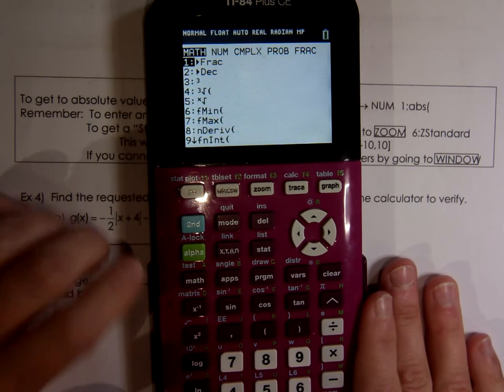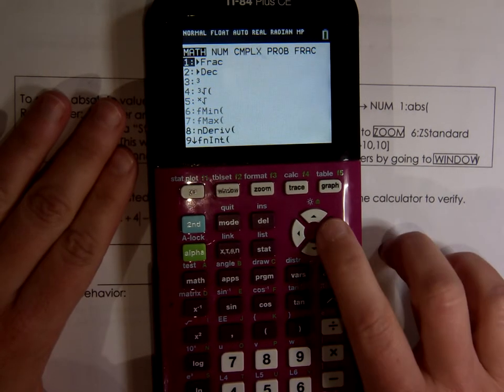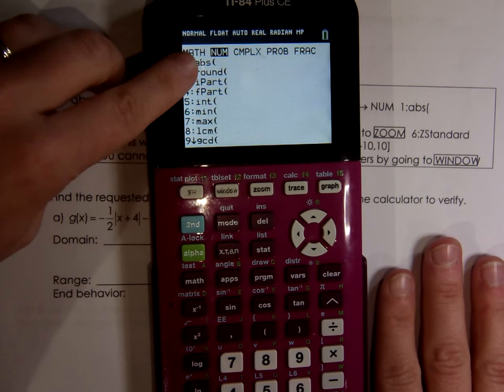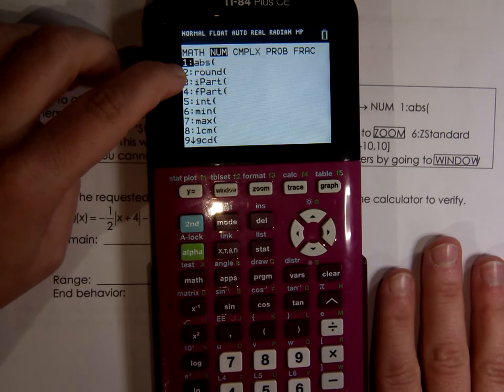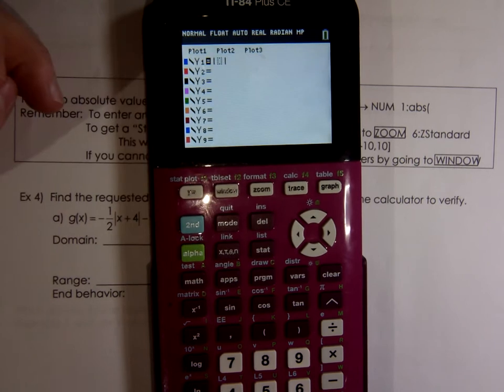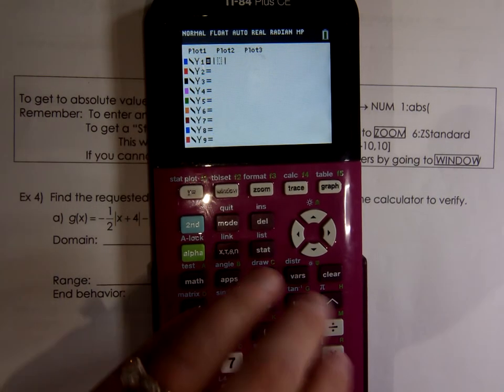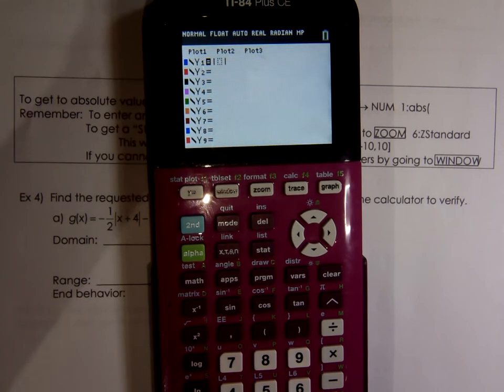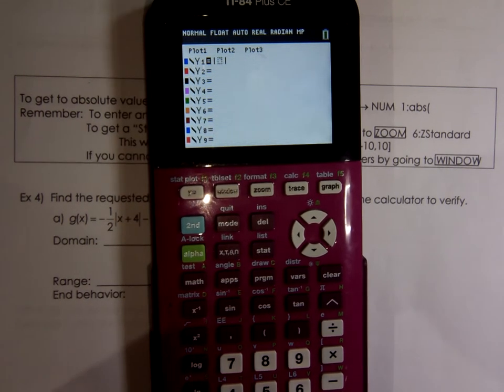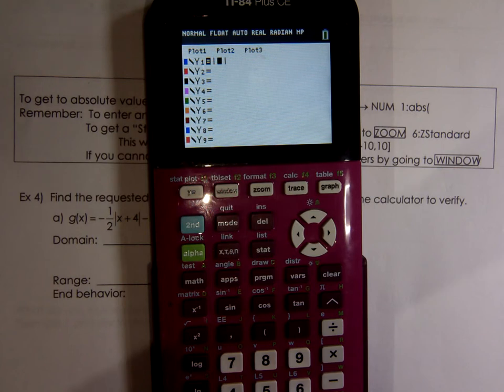I'm going to go all the way over to where it says num, and then I'm going to go to number 1 where it says ABS and a parenthesis. ABS represents absolute values. Now I have a fancy dancy calculator. You might not have this fancy of a calculator, and it might say ABS and then a parenthesis. You'll have to close your parenthesis if that's what your calculator says.